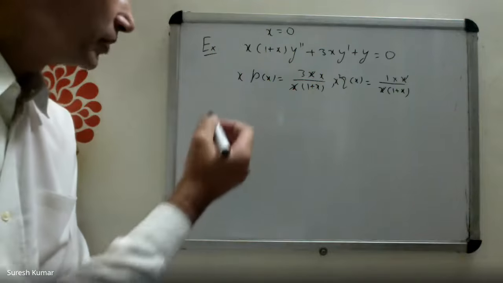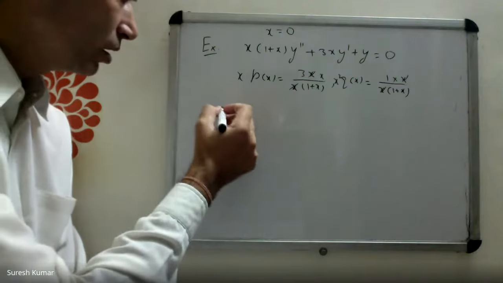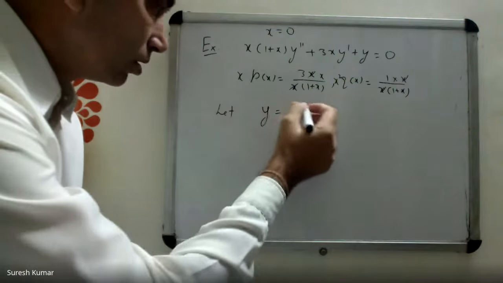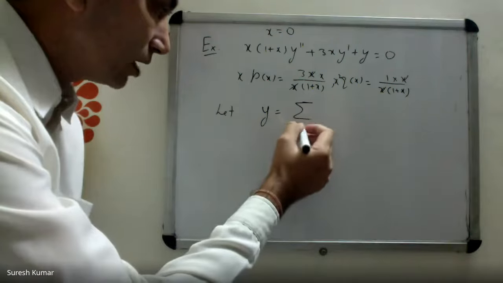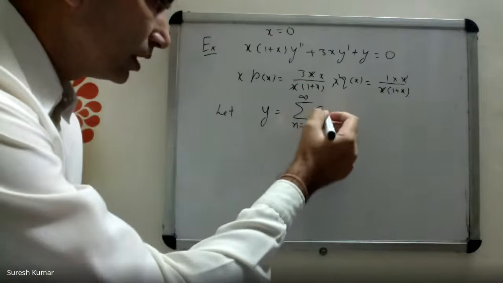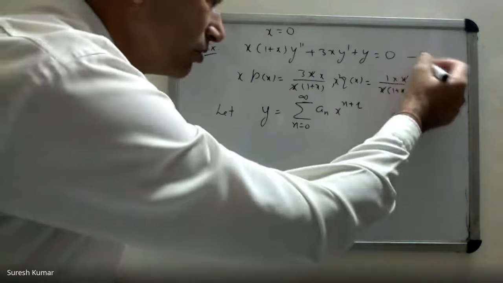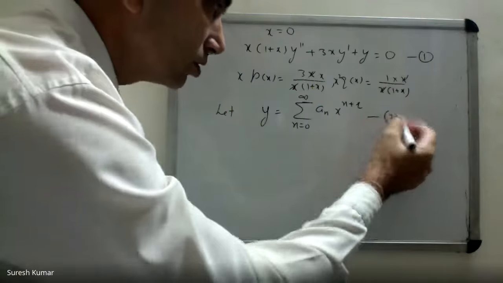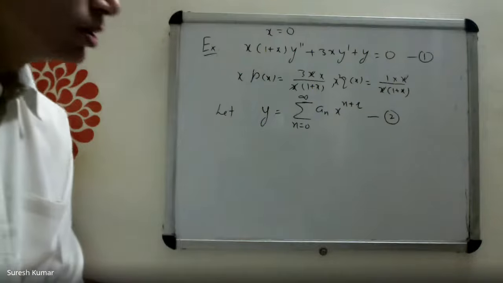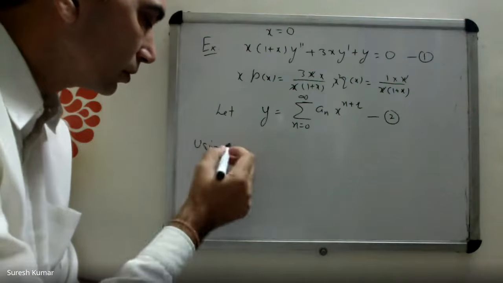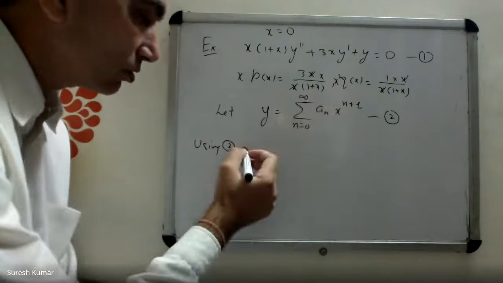All right. Then assume a series solution of the type summation n from 0 to infinity a_n x power n plus r. This is given differential equation. This is the series solution that you have assumed. So use 2 into 1. I encourage you to do this calculation yourself.